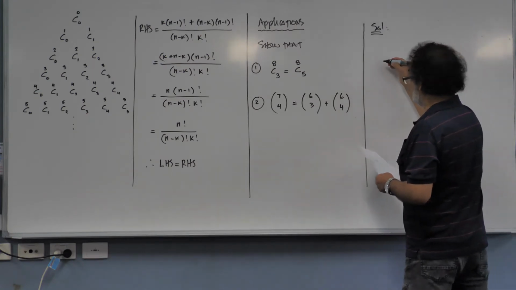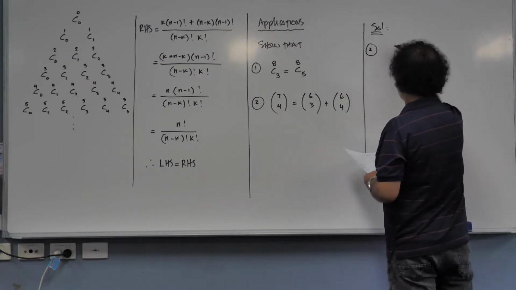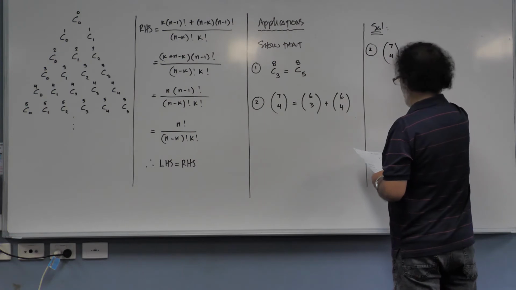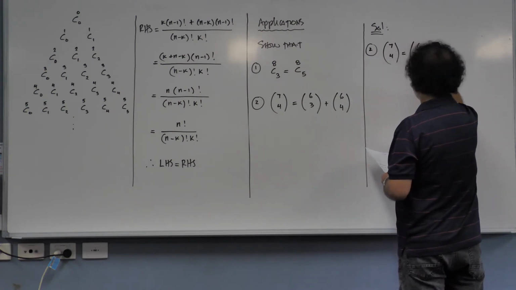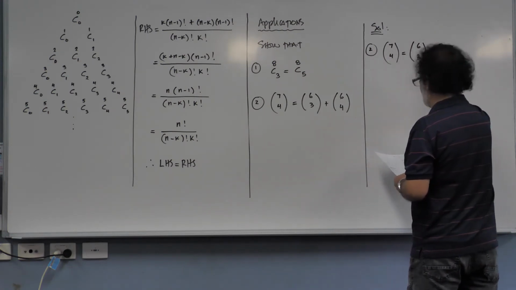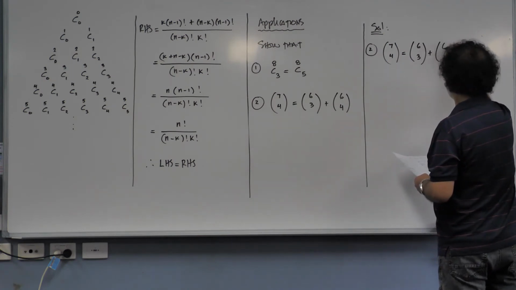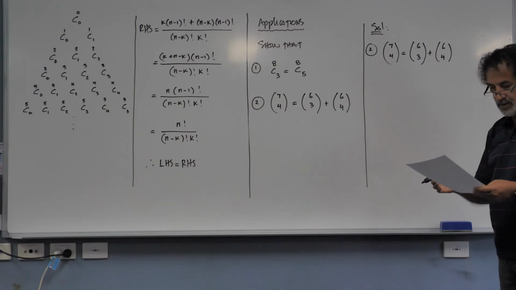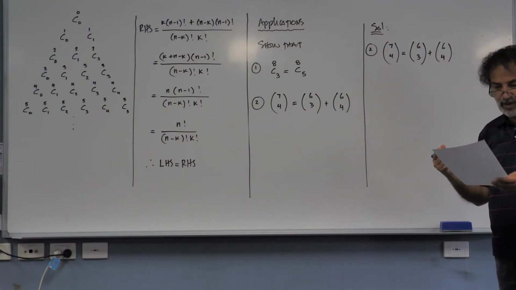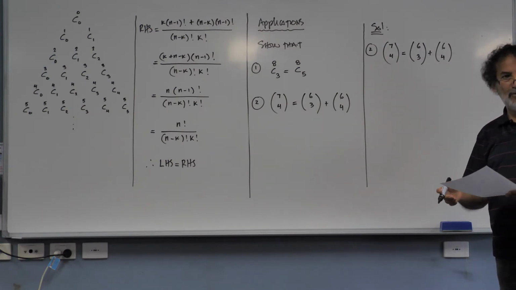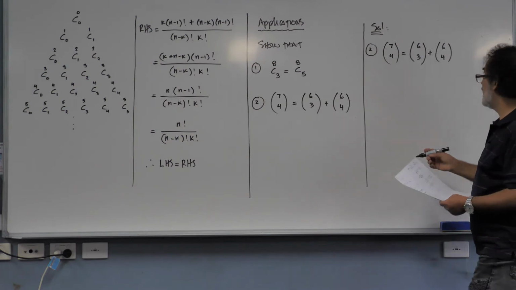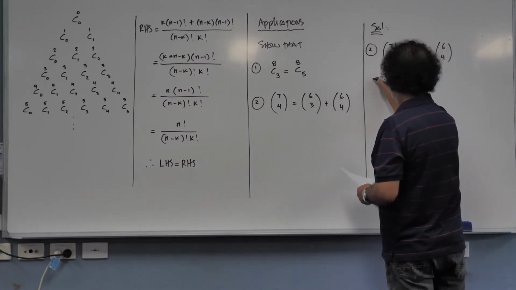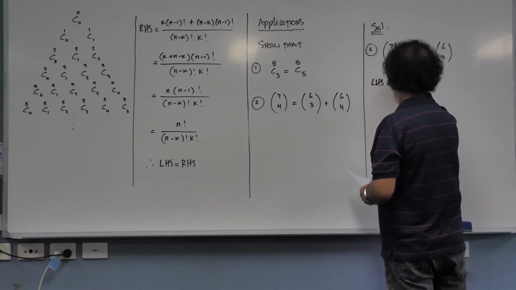All right, so for question 2, we had 7 take 4 equal to 6 take 3 plus 6 take 4. Okay, so we're going to do the same. We're going to do the left-hand side, and then we're going to compare that with the right-hand side.